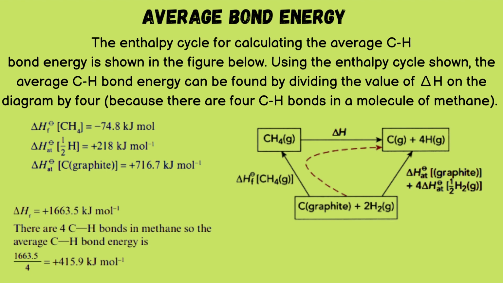The enthalpy cycle for calculating the average C-H bond energy is shown in the figure below. Using the enthalpy cycle shown, the average C-H bond energy can be found by dividing the value of delta H on the diagram by 4 because there are 4 C-H bonds in a molecule of methane. The Hess diagram is shown here.